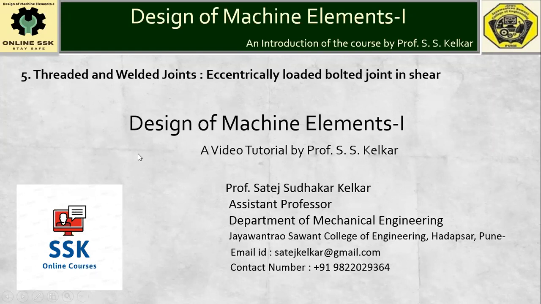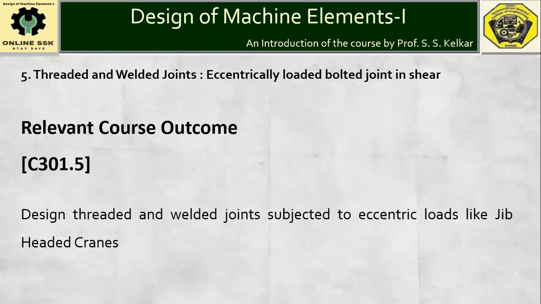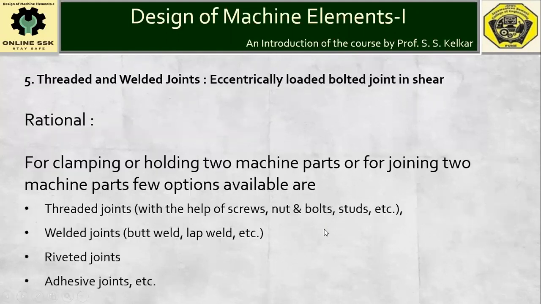This particular video tutorial belongs to unit number 5, which comprises study of threaded and welded joints. The relevant course outcome for this video tutorial is CO number 5, wherein after studying this, students will be able to design threaded and welded joints subjected to eccentric loads like jib-headed cranes.